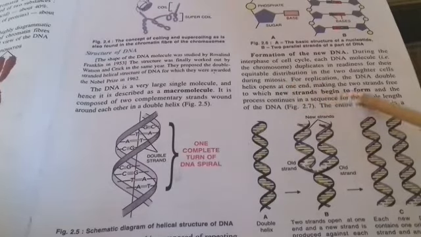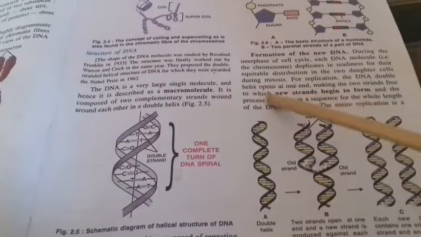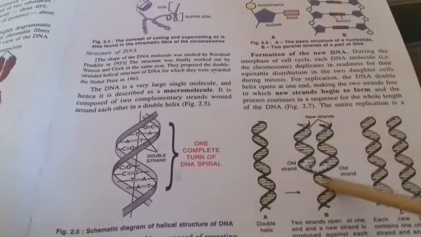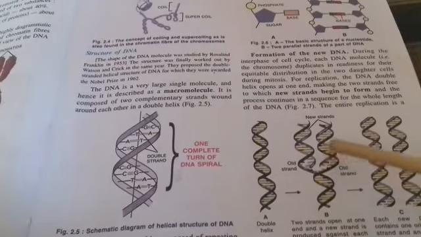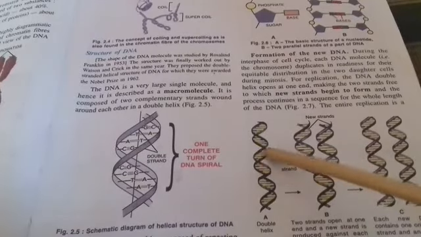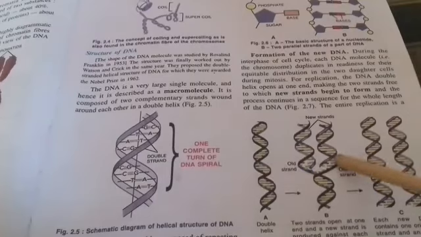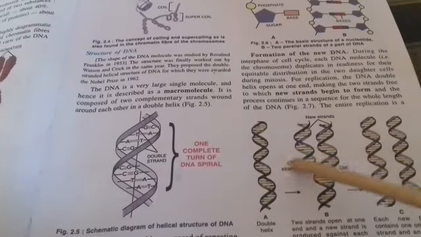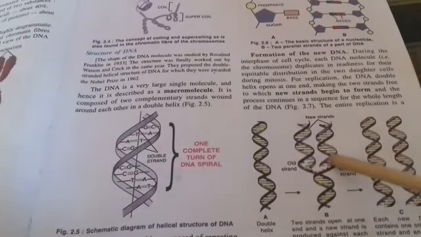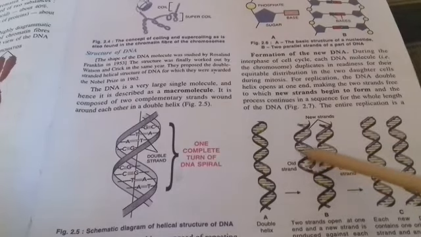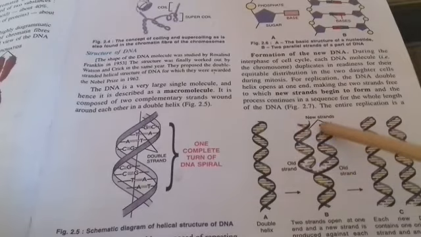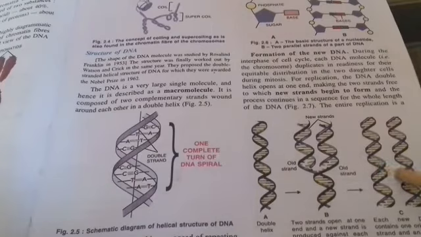For this replication, first of all, the double helix or coiled structure opens. Here you can see the opening or uncoiling of the strands. So these two strands are opened here. Here these are the two old strands, and complement to this, a new strand is formed. Here also another new strand is formed. So new strands are formed complement to each other.